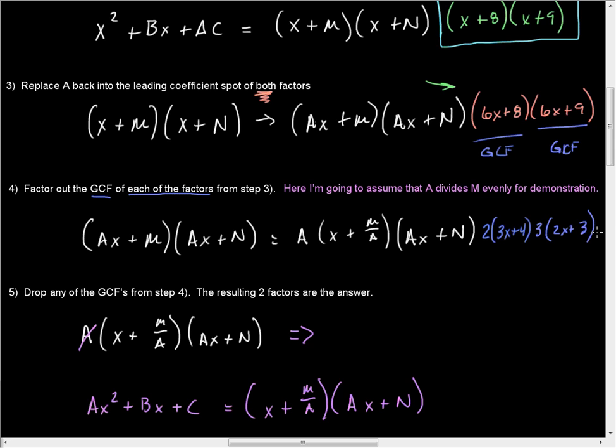Okay. And in my explanation of the general sense, I'm going to assume that a divides m evenly. And actually, in this case, it divided both m and n, the 2 factors that I had. All this is saying is that m is a multiple of a. And in this case, 8 was a multiple of 6, but it's not really. It doesn't have to be a multiple.